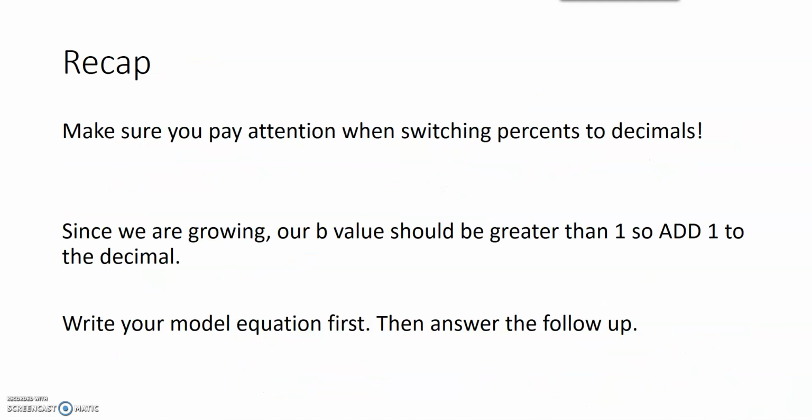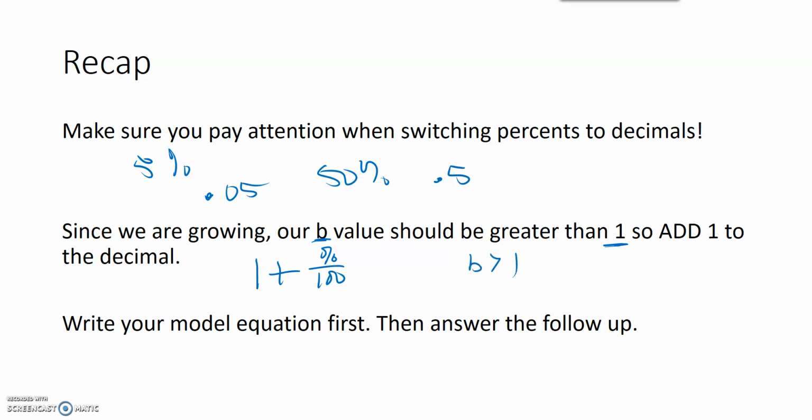So to recap here, make sure you pay attention when switching to decimals. Remember, we talked about the difference between 5% and 50%, 0.05 and 0.5. Keep that in mind. That's really important because if you use the wrong one of those, the answer is going to be way off. Since we're growing here, our B value should be greater than 1, so we add 1 to that decimal. I'm going to write it like this: 1 plus the percent divided by 100. That's going to make a B value greater than 1.